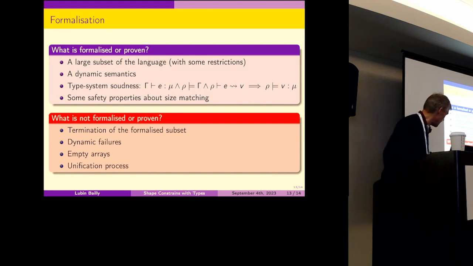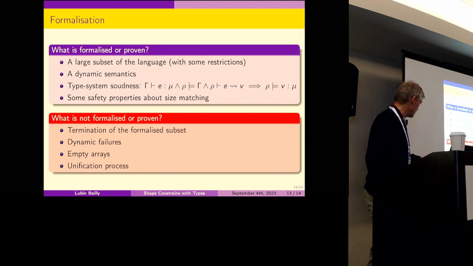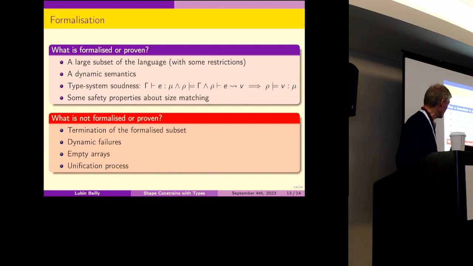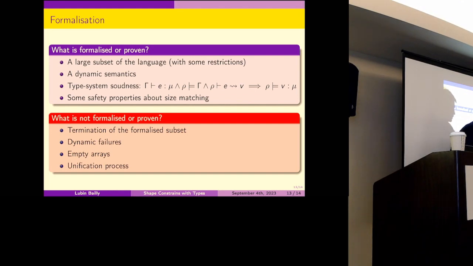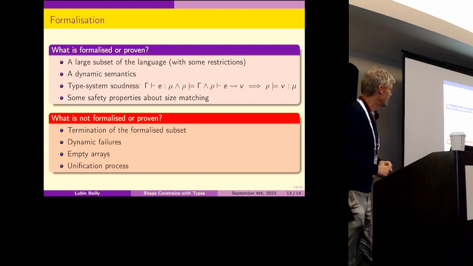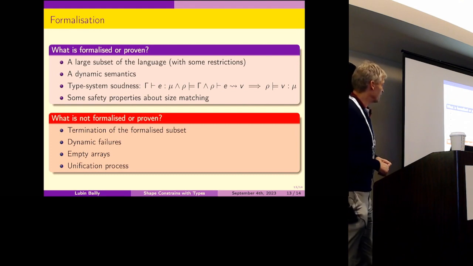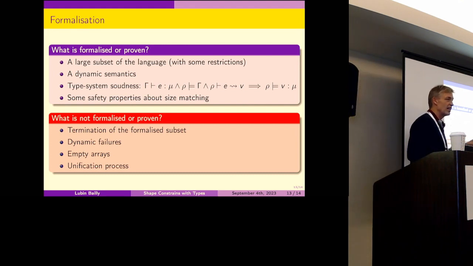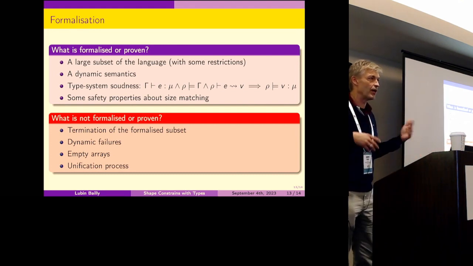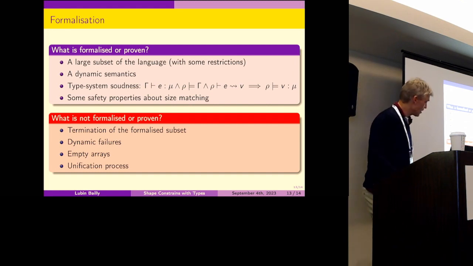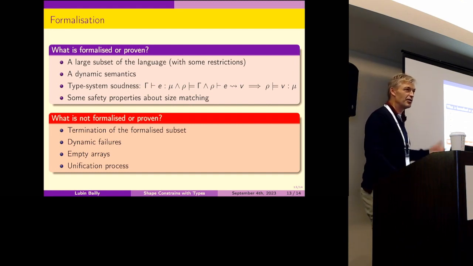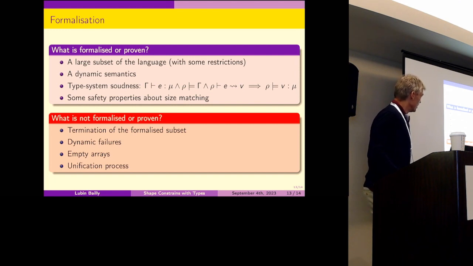We haven't formalized anything about the unification process. What we can also see here is that it specifies if E really evaluates to a value V. So we haven't said anything about non-termination, and there is in Futhark a way of specifying while loops. So there is some kind of non-termination in the language, but we have eliminated that to make it more simple here.